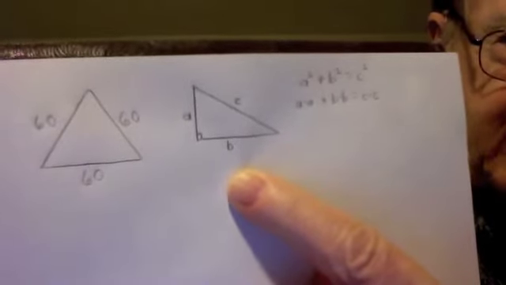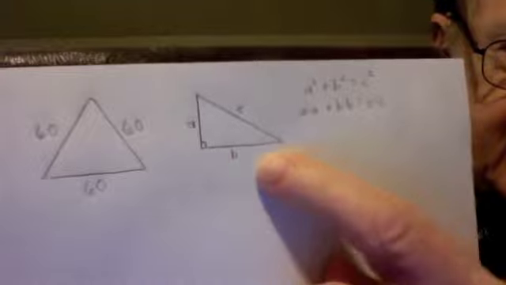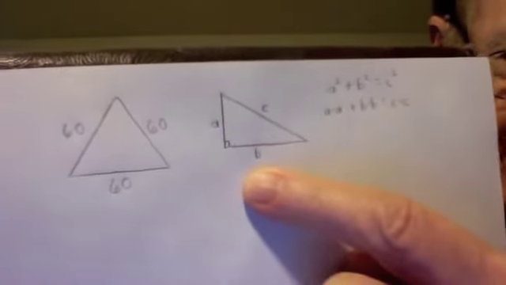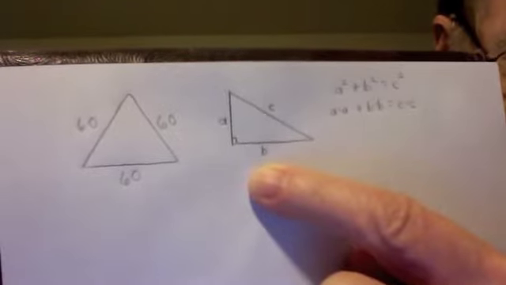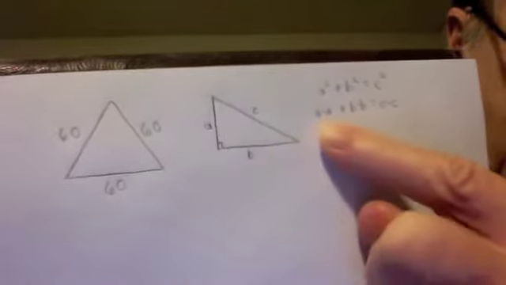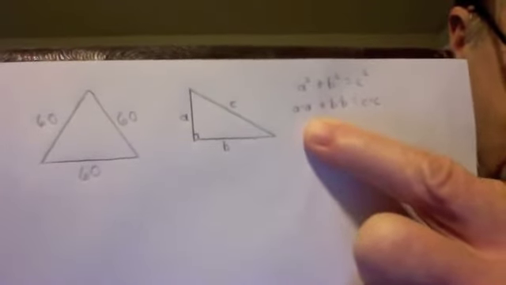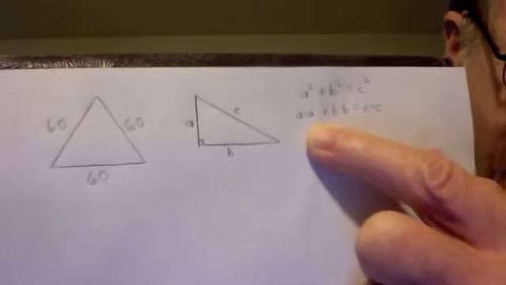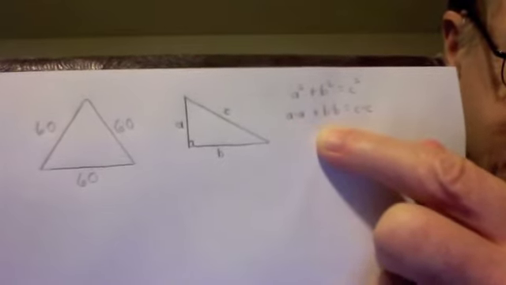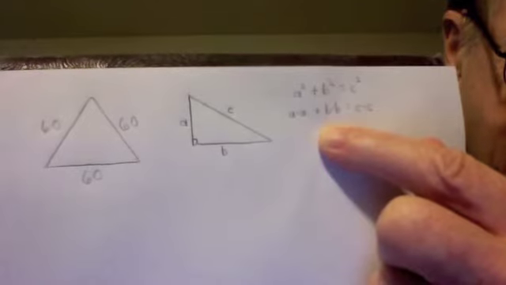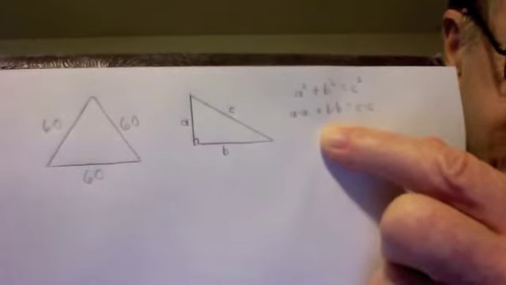Here's what a right triangle looks like. Here's the right angle, the 90-degree angle. The lengths of the three sides of any right triangle have to satisfy the Pythagorean equation, which is the most important equation, the most important formula in all of math. a squared plus b squared equals c squared, which means a times a plus b times b equals c times c.